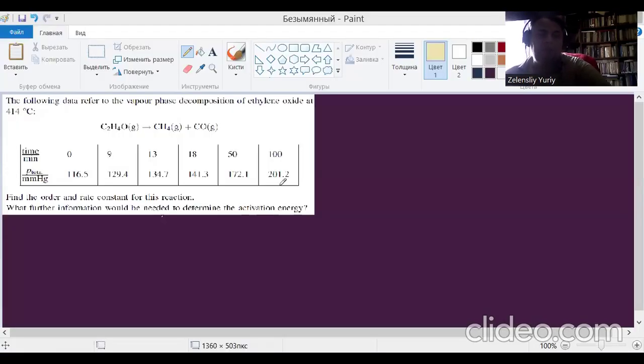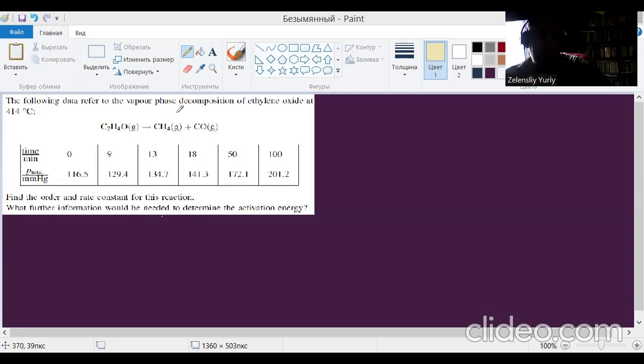Now we're proceeding to the next problem. Here it is. So we've got a decomposition reaction where ethylene oxide decomposes, and we got the scheme of reaction because the products of the reaction are methane and CO. The whole process takes place in the gas state. Yeah, it's a gaseous reaction, and the temperature is 414 degrees Celsius.